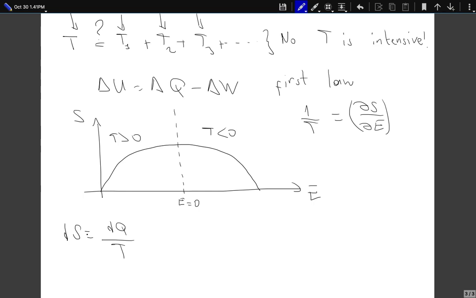Negative temperatures are not actually below T equal to 0 in the sense of energy. They are above T equal to infinity. So here this is T equal to plus infinity, and at this point you have T equal to minus infinity. You get negative temperatures when you keep heating the system even after it has an infinite temperature.